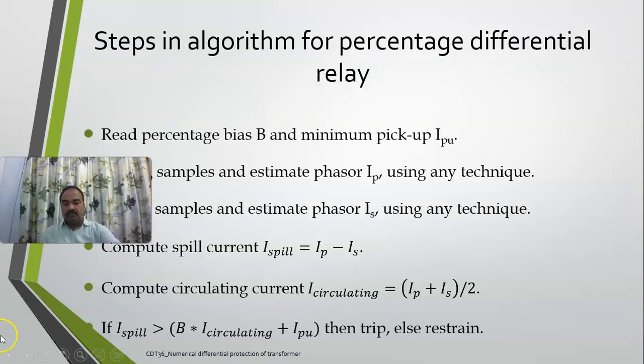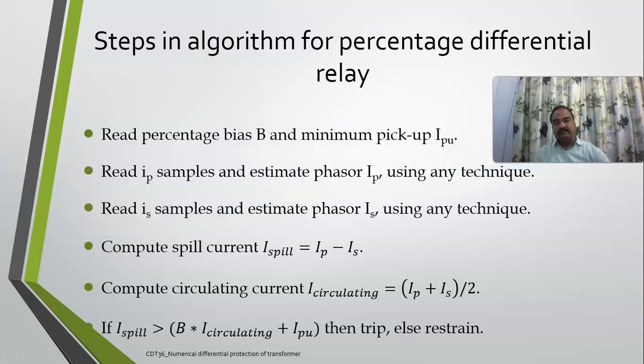So now, how to develop an algorithm? See here. First of all, what are the things you are supposed to do? You read the percentage bias, the minimum pickup value, and also other things which you have, like your TDS, time delay setting, characteristics of the relay, etc. All these things you are supposed to read. And you are supposed to detect two currents, one from the primary side, the other from the secondary side. On the primary side, you pick up the samples and estimate the phasor using any of the FFT techniques which you have seen in the last class. And then on the secondary side also read the samples and estimate it.